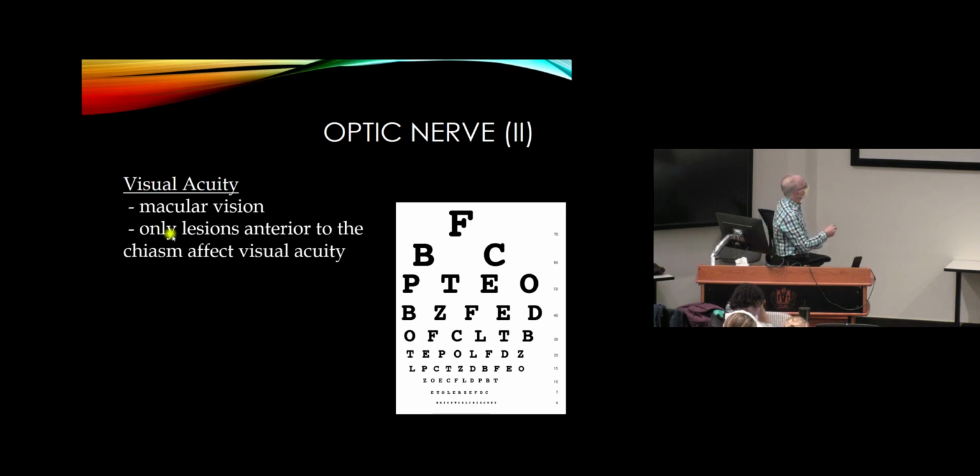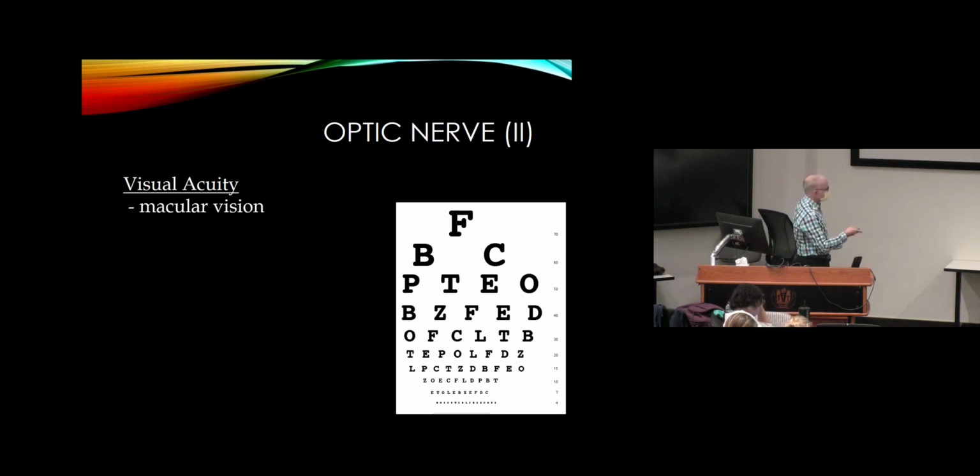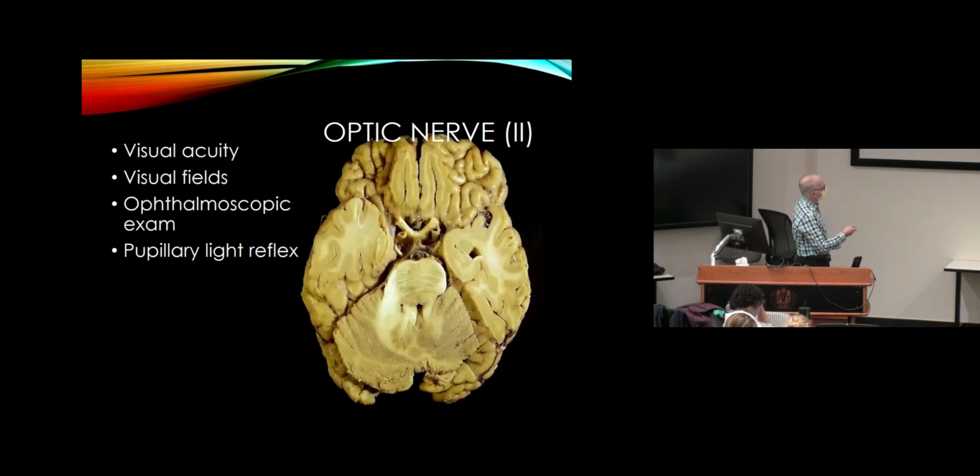So only lesions anterior to the chiasm, let me come back here. Here's the chiasm. Only lesions here of the optic nerve or something in the eyeball itself are going to affect visual acuity. If we have any large lesion, even back here in the occipital lobe, that's not going to affect visual acuity.